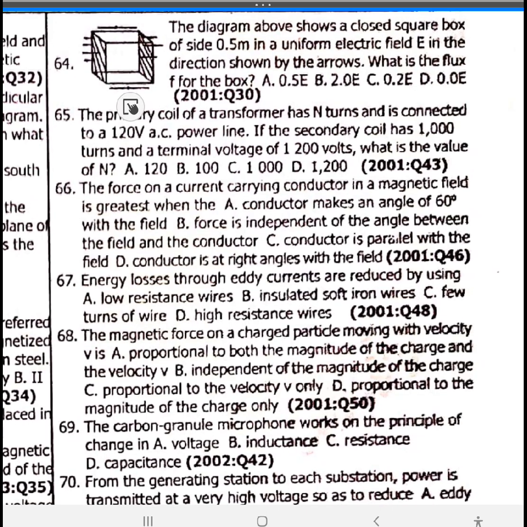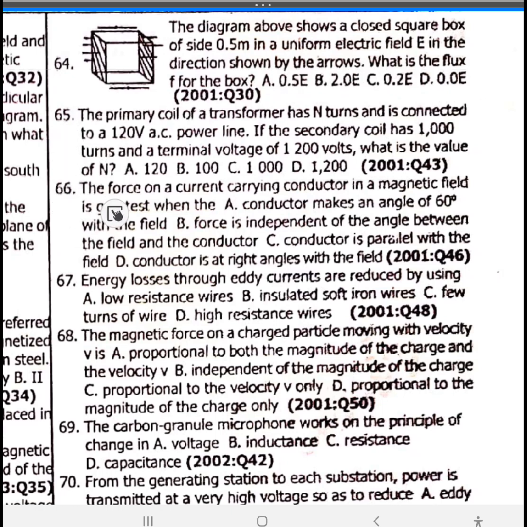63. This question is most times repeated. 64 is also most times repeated. The answer is actually 0. You could just master it. The diagram above shows a closed square box of size 0.5 meters in a uniform electric field E in the direction shown by the arrow. What is the flux of the box?